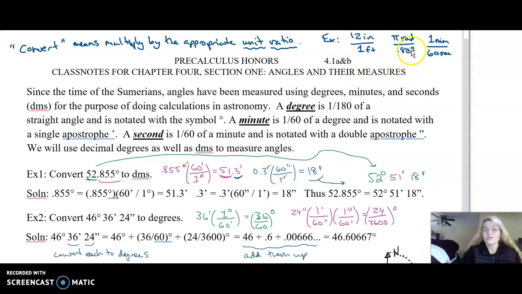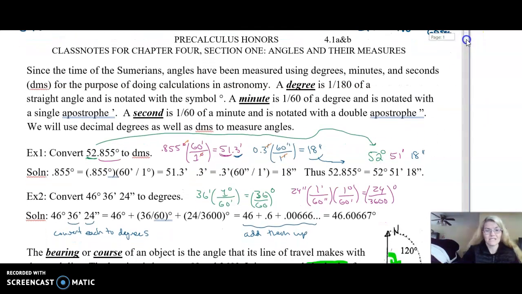Pi radians over 180 degrees is a unit ratio. 1 minute is 60 seconds, right? That's a unit ratio. What we covered in class was converting between degrees and degrees, minutes, and seconds, so there's a little bit more work there. If it was a little confusing when I went over this in class, again, the goal is to convert. Whatever unit you have is going to go in the denominator, and whatever unit you want is what needs to be in the numerator as you're doing your conversions. So, degrees, minutes, seconds.